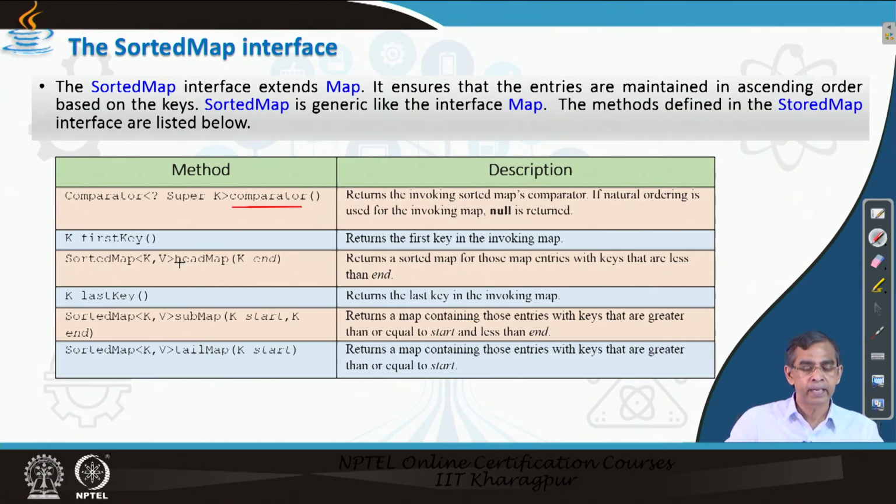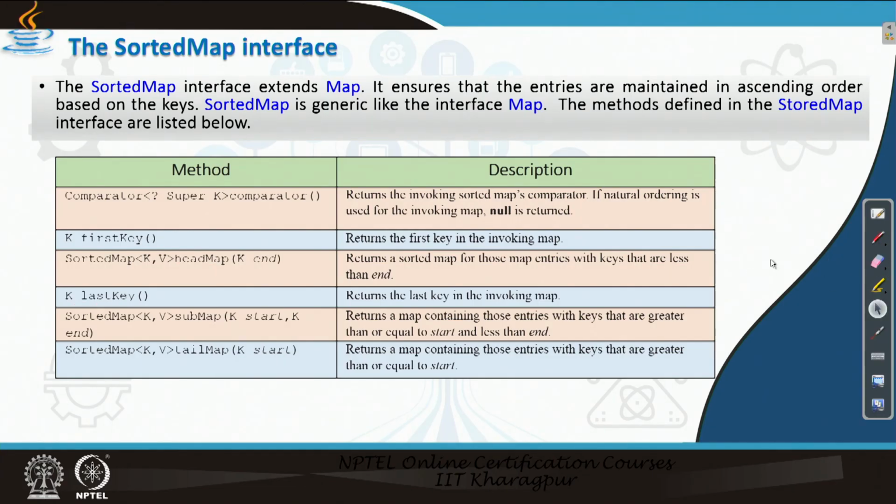For example, comparator, head map, this is the first element, the last element, then sub map, a subset of the table, tail map, the last few elements of the table given the starting value of the key. So many things are there, and the difference between sorted map and map is that in case of map all the table objects are not necessarily in sorted order, but in case of sorted map it is sorted as per the key values of each object.